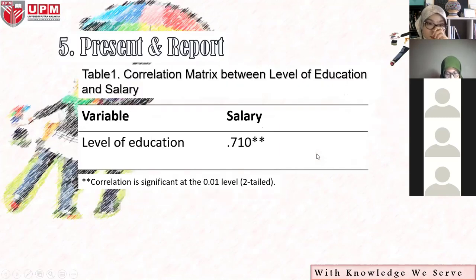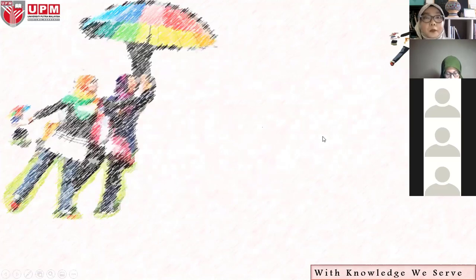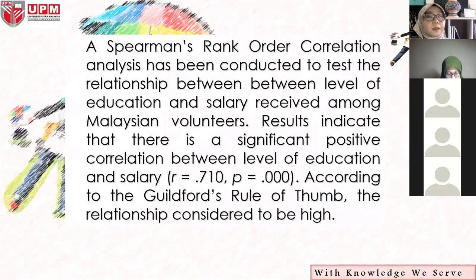Next one. So this is how to report the Spearman rank order correlation in a table, just similar to Pearson product moment correlation. So then this is how to report it. A Spearman rank order correlation analysis has been conducted to test the relationship between level of education and salary received among Malaysian volunteers. Results indicate that there is a significant positive correlation between level of education and salary, Rs equals 0.710, p equals 0.000. According to the Guilford rule of thumb, the relationship is considered to be high.